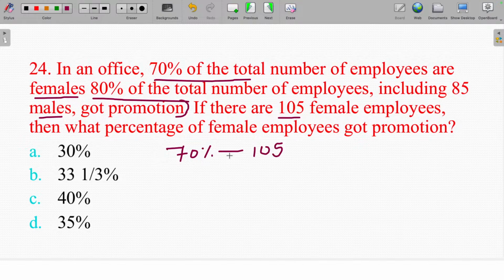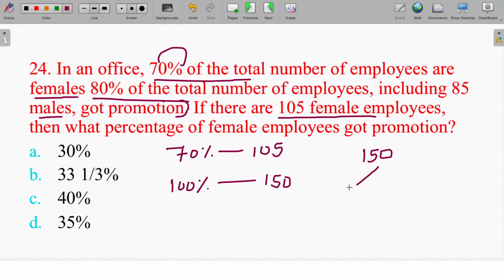Yes, sir. 70% because there are 105 females in employees, total 70% is females, total 100%, or 30% also I can take. Males I will find out, or total also I can find out, whatever you find out. 70% is equal to 105, 100% is equal to how much? 150. 15 sevens are 150. Yes, 150 is the total number of employees. Initially 150 employees are there.